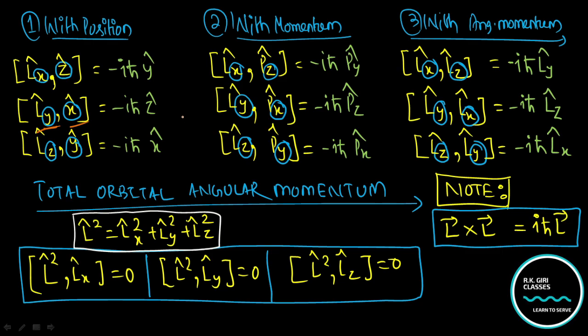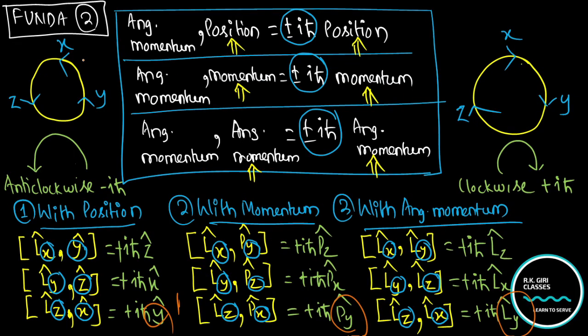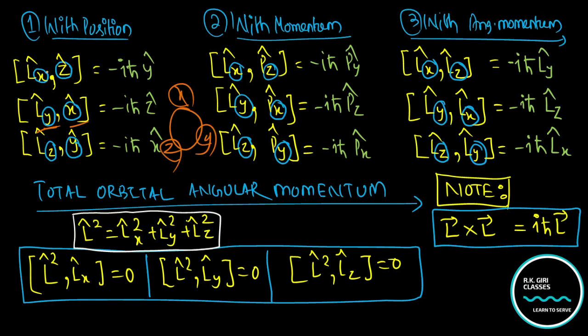Now this is YX. See this one, X Y Z, always fix this point, that is X Y Z. If it rotates like this, that is clockwise. If it rotates like this, this is clockwise. If it rotates like this, that is anti-clockwise. Okay, so put minus iħ there.